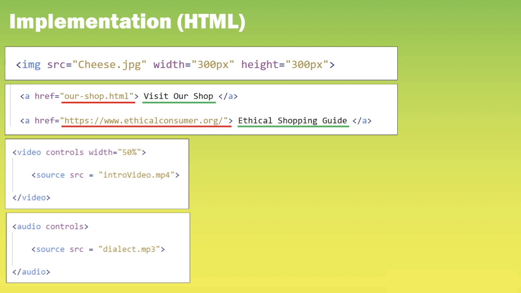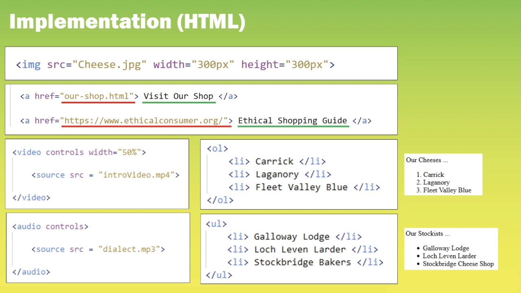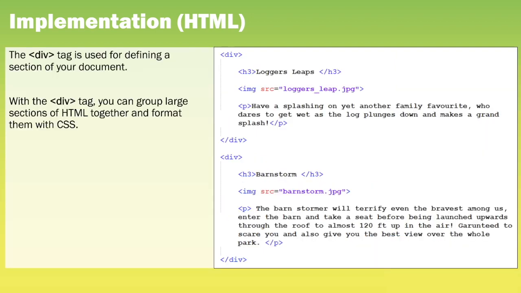We have a number of list options within HTML. We can use OL to insert numbered lists, and we can use UL to insert bulleted lists. The items that we want to be listed are included inside an LI tag. The div tag is used for defining a section of your document. With the div tag, you can group large sections of HTML together and format them using CSS.